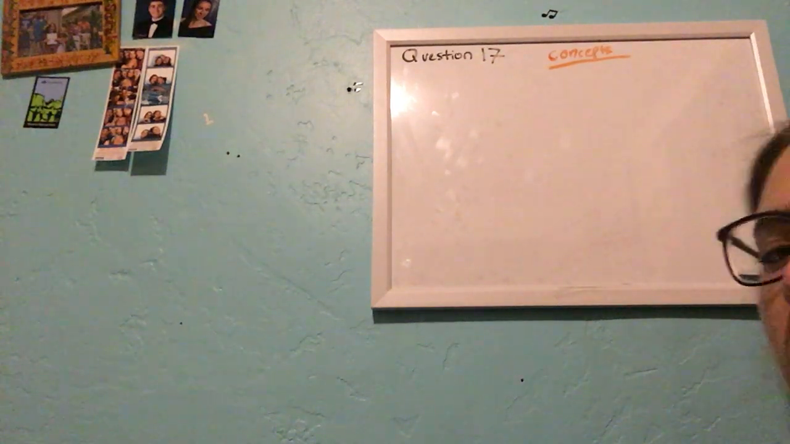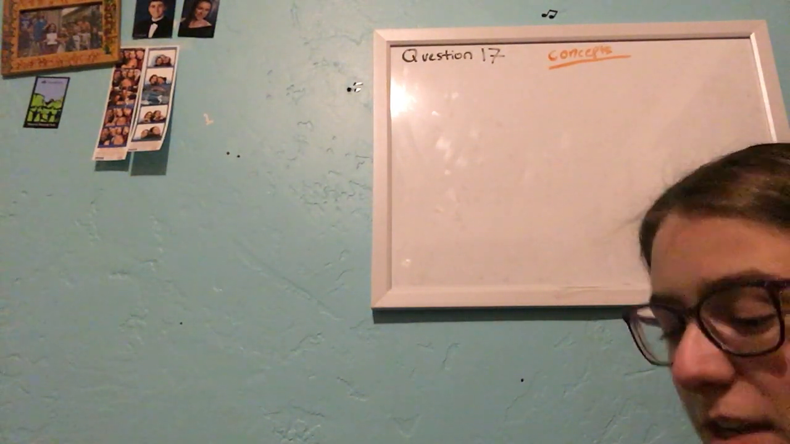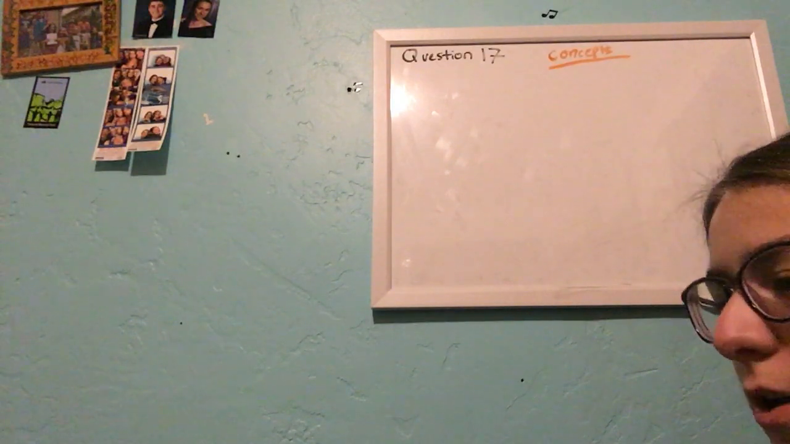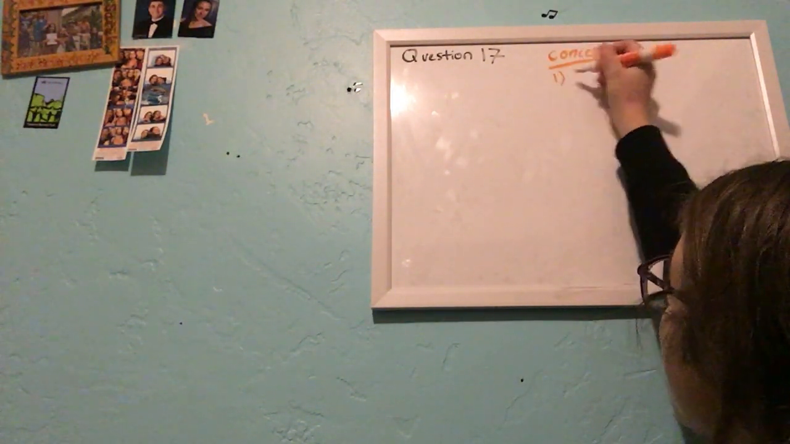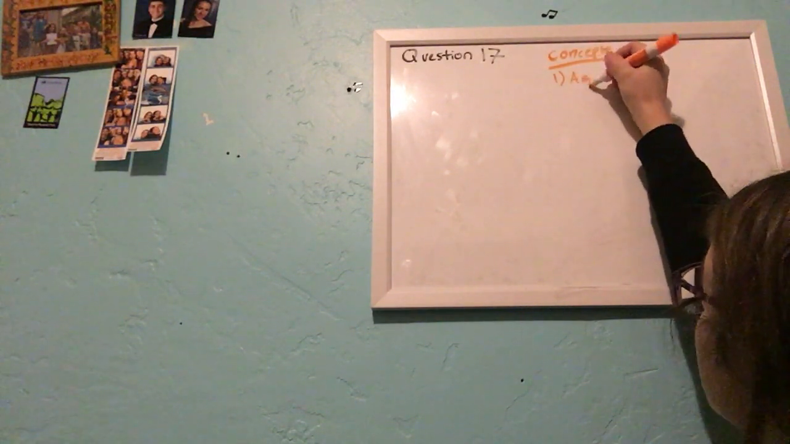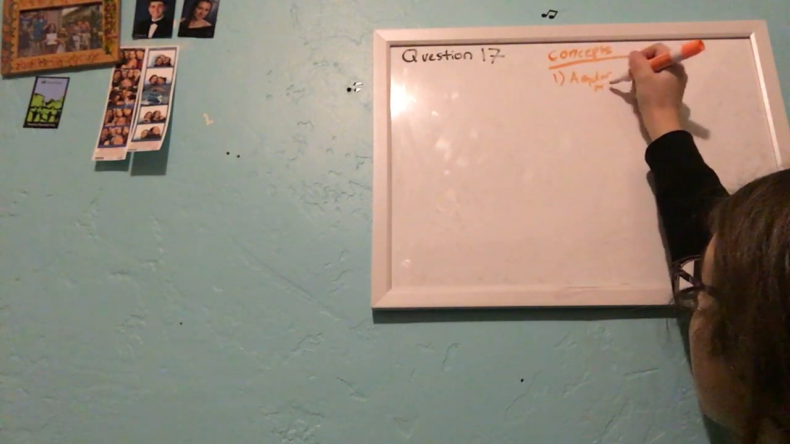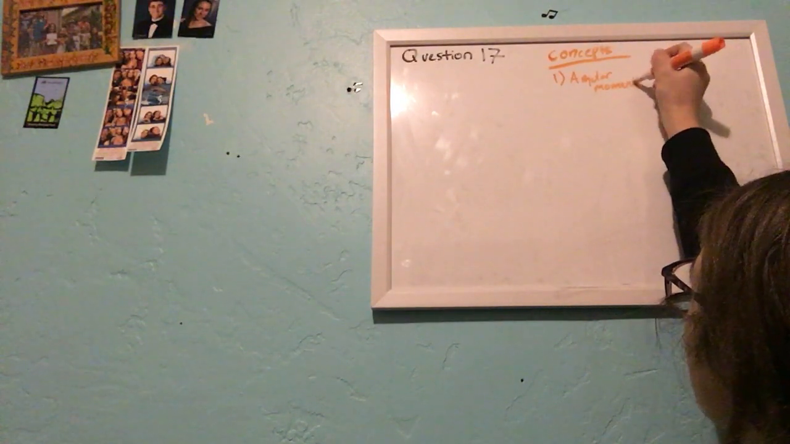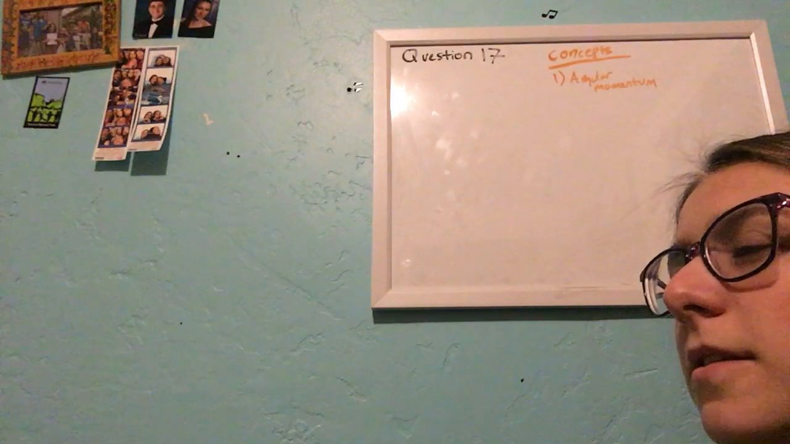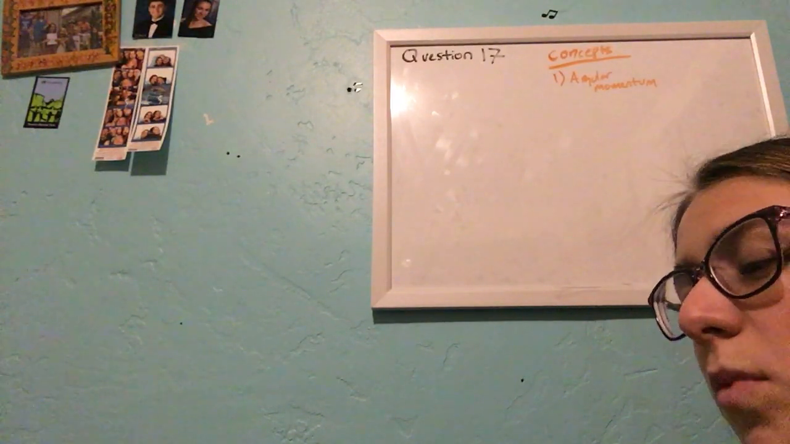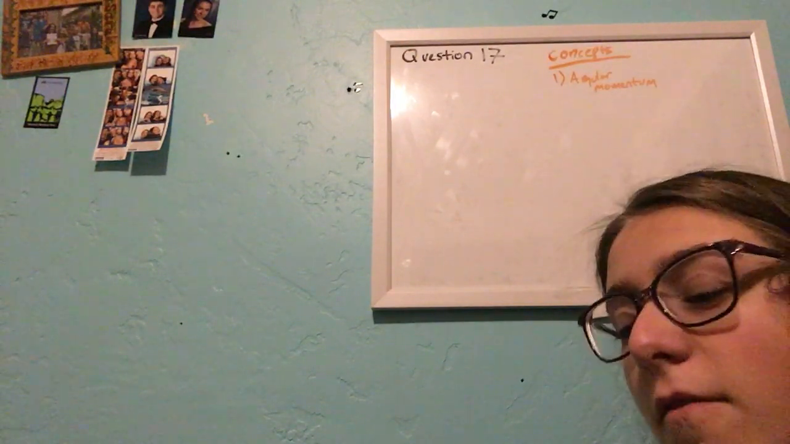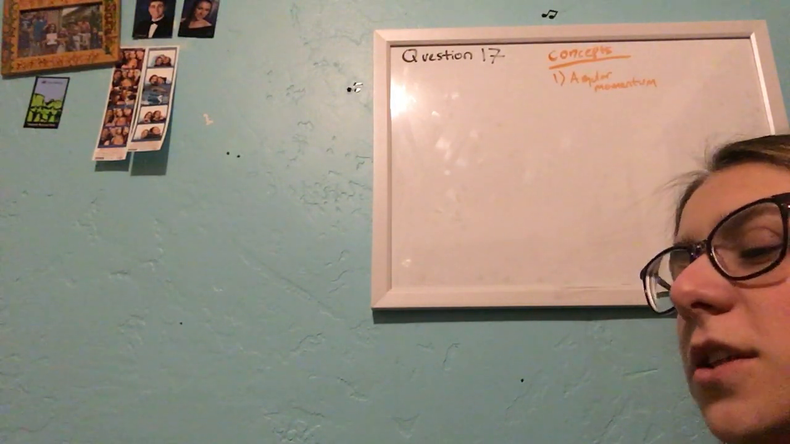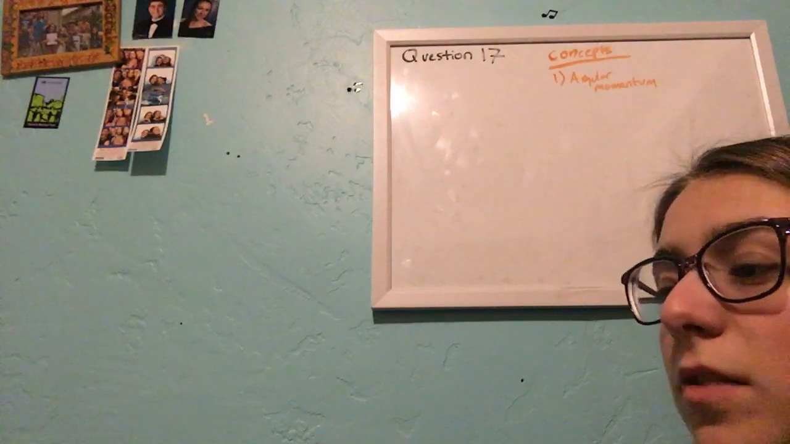Okay, so now I will be doing question 17. So the first important concept in question 17 is angular momentum, and specifically conservation of angular momentum. So basically, the angular momentum we're going to be discussing is angular momentum equals moment of inertia times angular velocity, so when it's just an object spinning around its own axis.